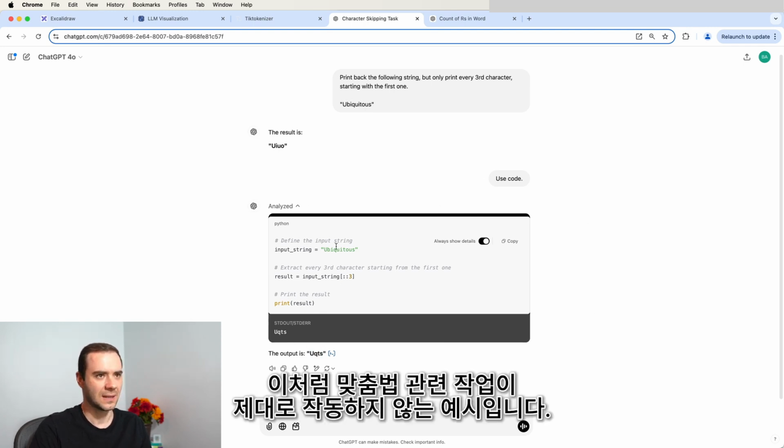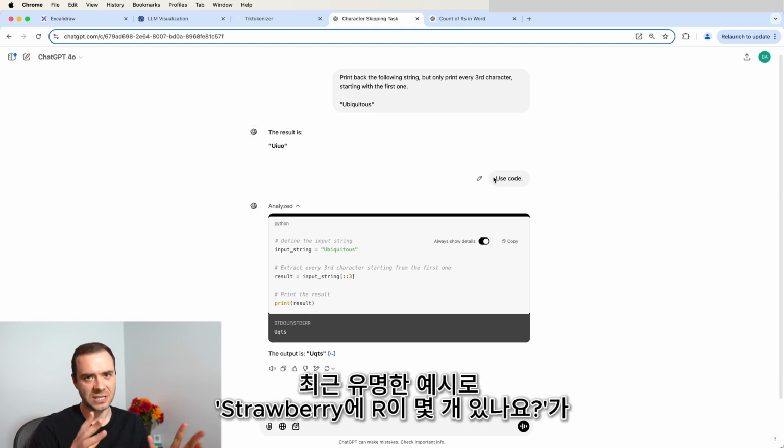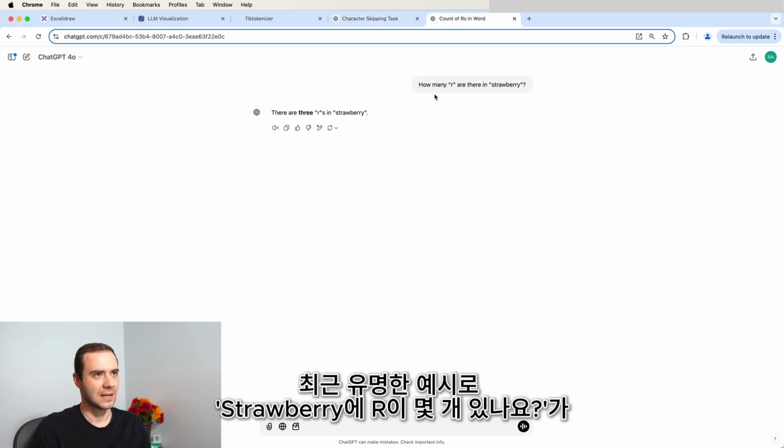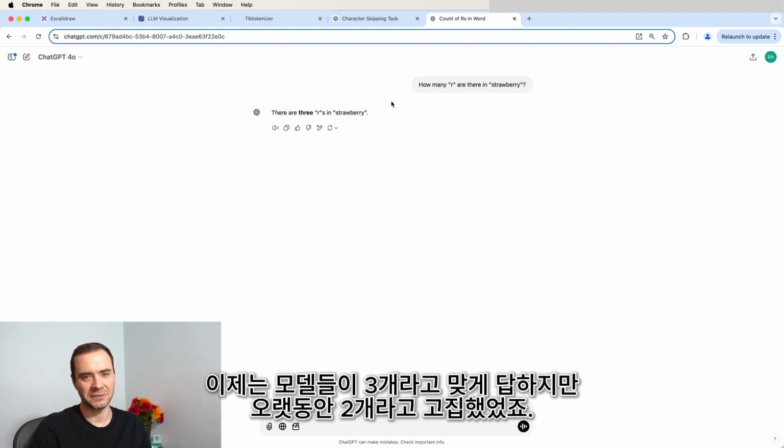So again, an example of spelling related tasks not working very well. A very famous example of that recently is how many R are there in strawberry? And this went viral many times. And basically the models now get it correct. They say there are 3 R's in strawberry, but for a very long time, all the state-of-the-art models would insist that there are only 2 R's in strawberry.